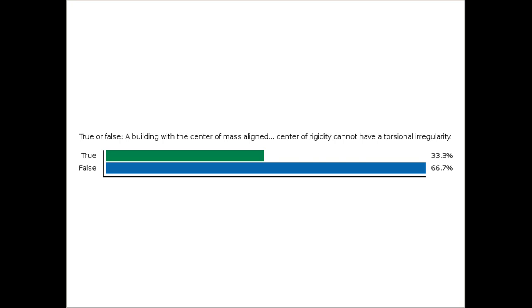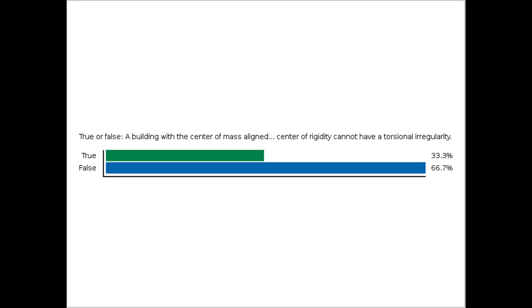So the statement is false, although it's not very common. If you have a building with all of the lateral resistance right in the center, aligned with the center of rigidity, you still can have a pretty big torsional problem, and that's the reason we have the accidental torsion in our building codes, to pick up on that lack of torsional resistance for such structures.